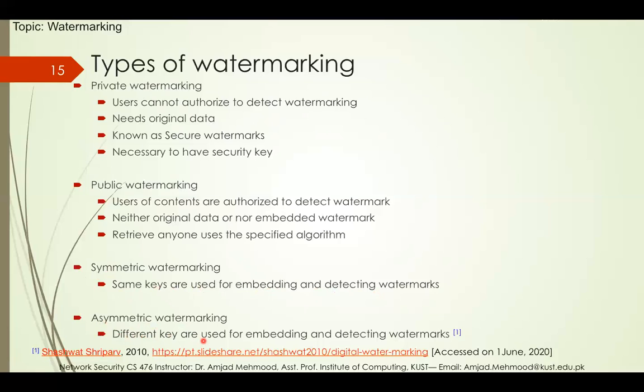We will be studying this in our next lectures. There we use different kinds of keys. One is a private key, another is a public key. In cryptography, the public key is used for encryption and the private key is used for decryption. Whereas in watermarking, different keys are used. You have a public key and a private key. The public key will be used for embedding, and the private key will be used for detecting watermarks.